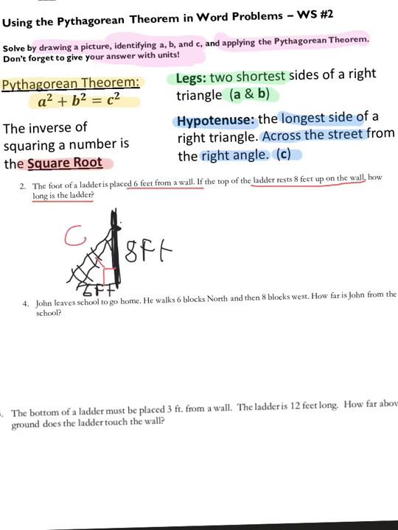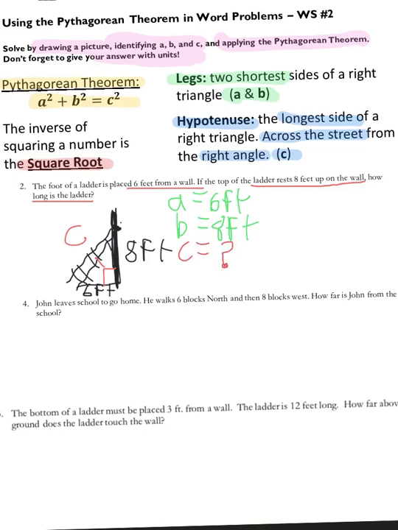So here we go. We are missing C. All right, so I need to identify the A, B, and C, our legs and our hypotenuse, like we said. So I'm just going to say A is 6 feet. Remember, it doesn't matter which one's A and which one's B. You just choose. They're both legs. And B is 8 feet. And we don't know what C is. That's what we need to find out, is how long the ladder is.